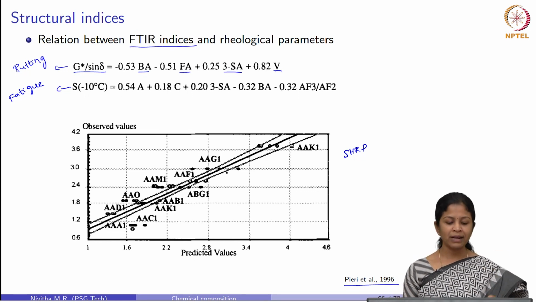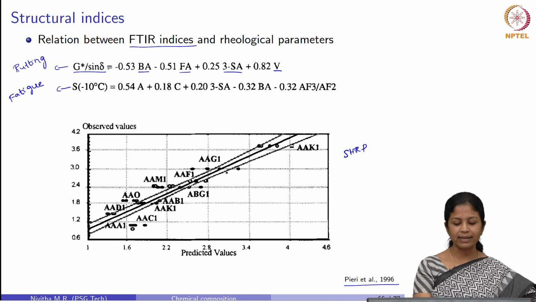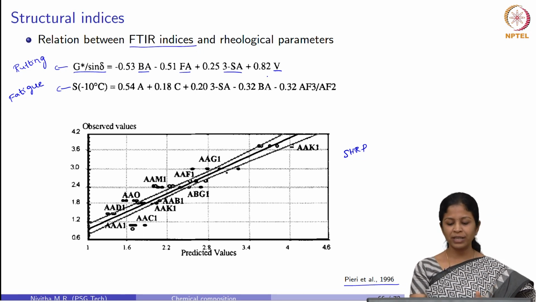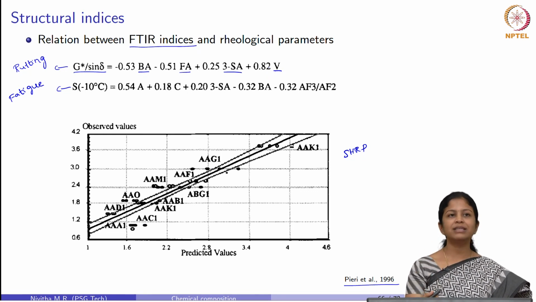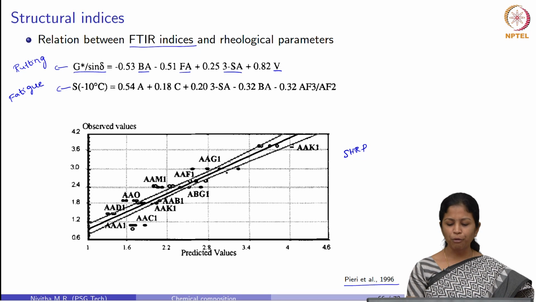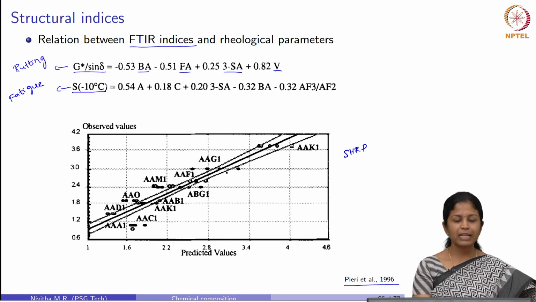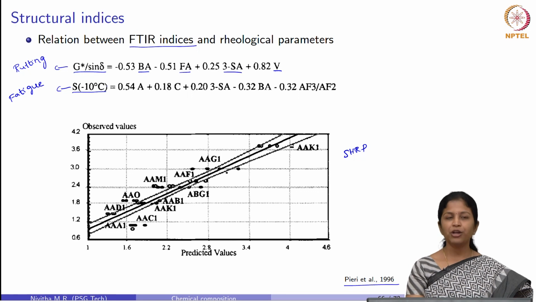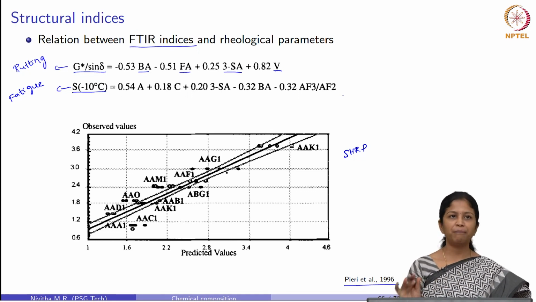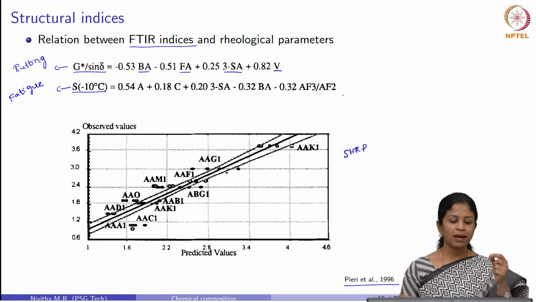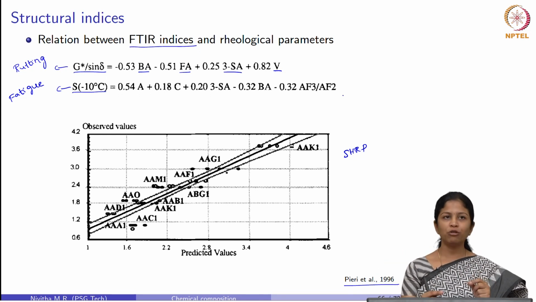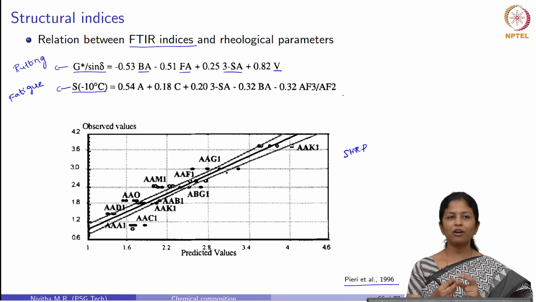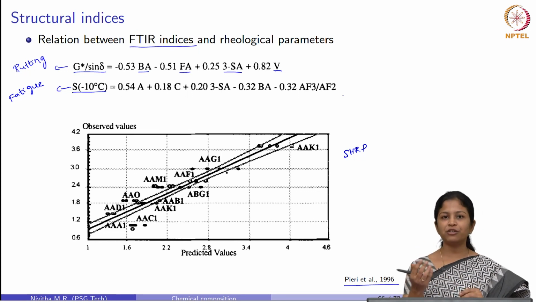So, they were able to obtain a correlation for the G star by sin delta, with a regression equation arrived at using these 4 parameters. You can see, using this regression equation, they predicted the G star by sin delta, they measured this G star by sin delta using a rheometer, and they were able to get a positive correlation. Similarly, they also explained the stiffness at minus 10 degrees Celsius using another regression equation with a different set of parameters. So, such correlation between the rheological parameters and the chemical composition was possible, but most of them are regression equations in nature. They are not fundamental equations explaining the microstructure of bitumen.